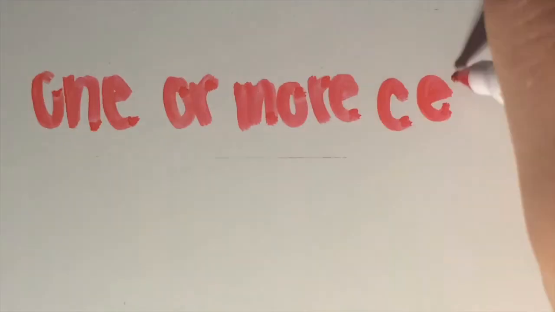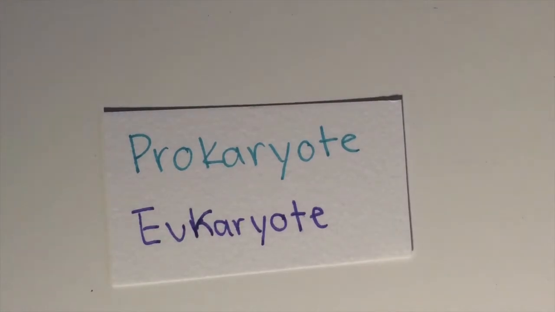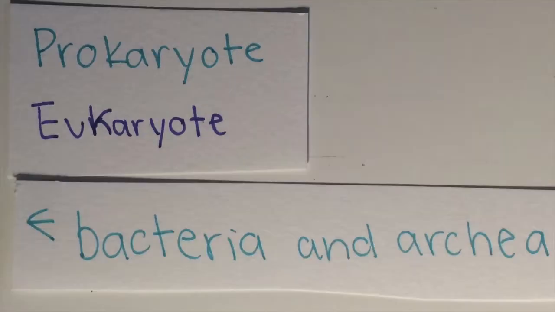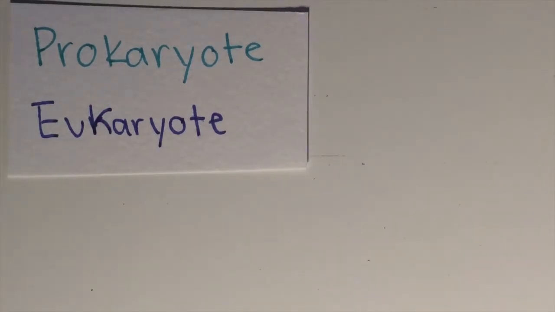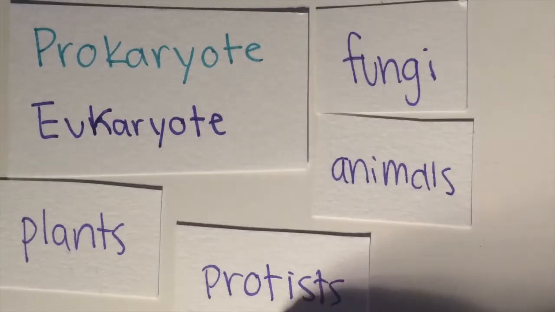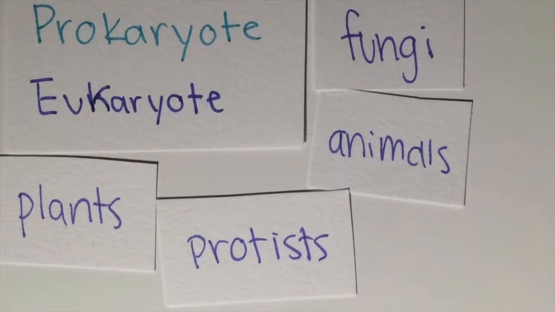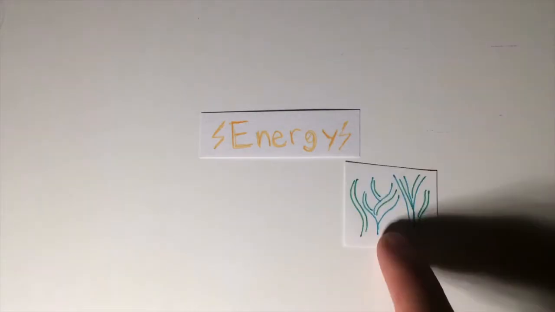All living organisms are made of one or more cells. Organisms are grouped by the number of cells they have. Prokaryotes are single-celled or unicellular organisms. Both bacteria and archaea are prokaryotes. Eukaryotes are fungi, animals, plants, or protists. All of those categories within eukaryotes can be unicellular, which means one cell, or multicellular, which means more than one cell. The second characteristic to classify something as living is the need for energy to stay alive.